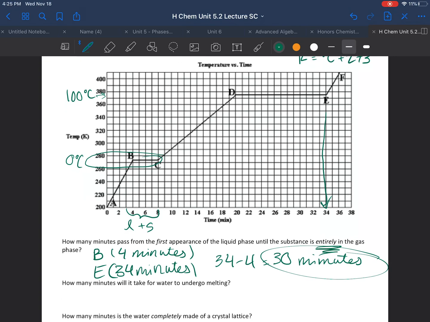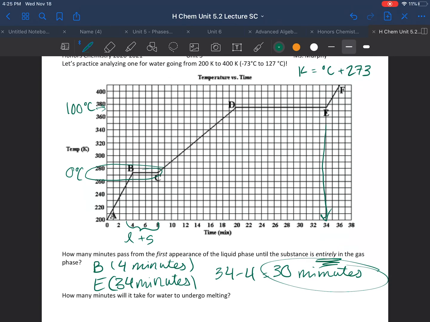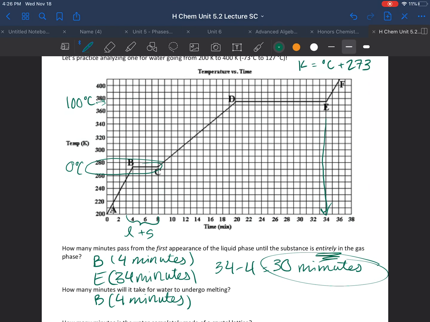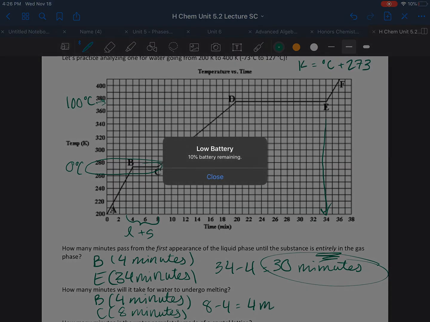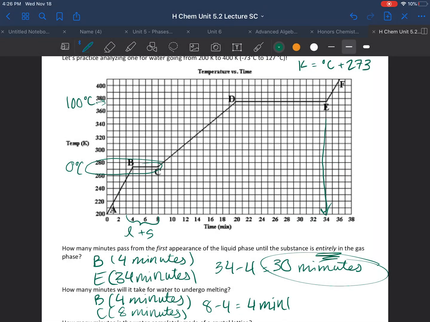How many minutes will it take for water to undergo melting? Well, here, the solid starts to melt again at B. So we're starting with segment B, which we already know is at 4 minutes. And then for it to completely undergo is going to point C. And C lines up at 8 minutes. The difference between 8 and 4 is 4. And so that's how long it takes for water to undergo melting. Oops, I knew I wasn't writing something there. Okay, minutes. Perfect.